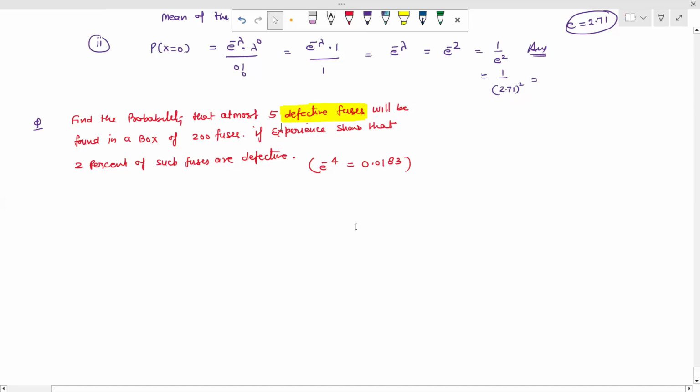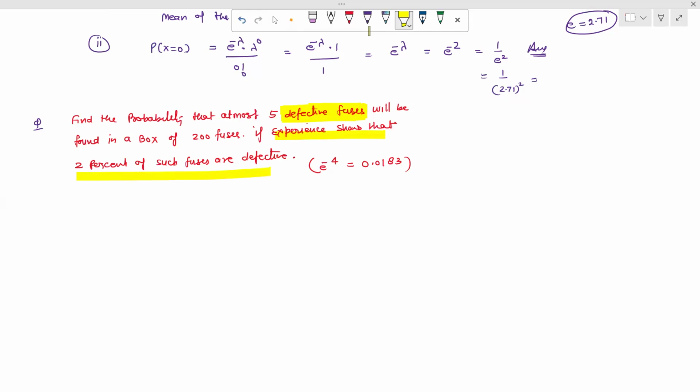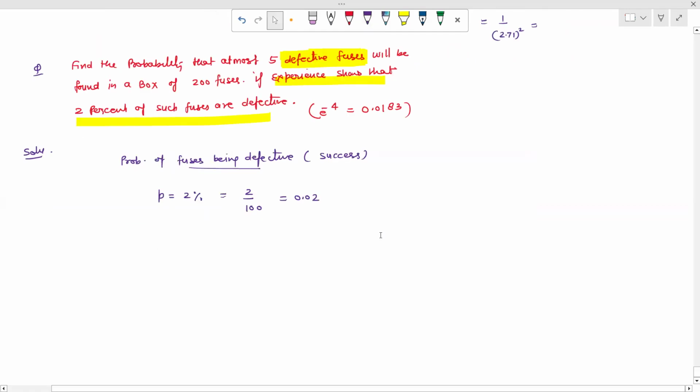Here we have the probability, experience. If experience shows that, experience says that in the box, 2% of fuses come out defective. So 2% of fuses are defective, and this is our probability. We assume that this is our success: the probability of fuses being defective. So we are going to calculate the probability of success, meaning fuses are defective, which is 2%. We can write 2 upon 100, which is 0.02. So this is the probability of defective fuses.